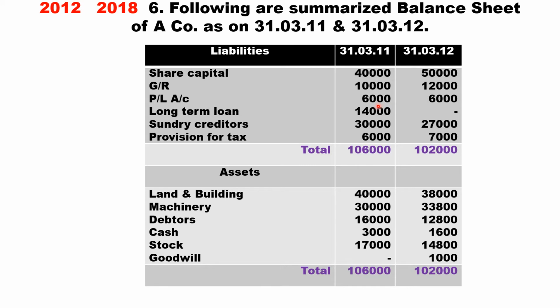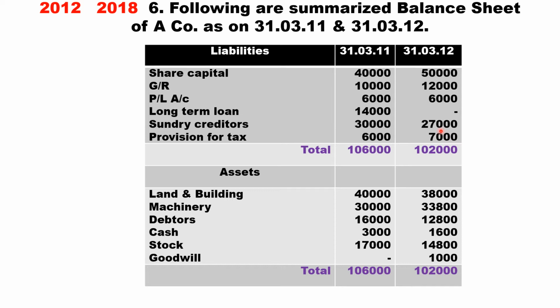Net profit last year 6,000, current year 6,000, then net profit will be nil. 6,000 minus 6,000 will be nil. Long-term loan, there is a decrease, completely it is paid. Last year 14,000, current year dash, which indicates that the long-term loan of 14,000 is completely paid, finance activity. Creditor is a current liability, operating activity. There is a decrease of 3,000, so you should minus.